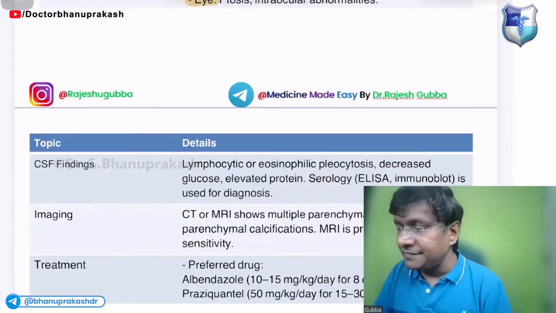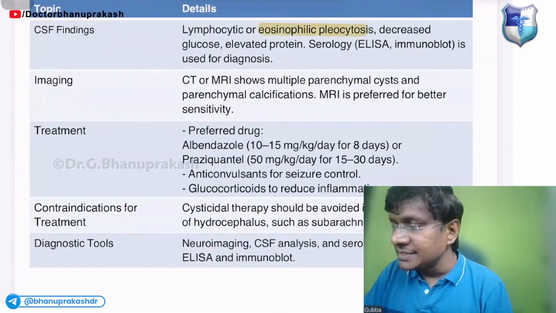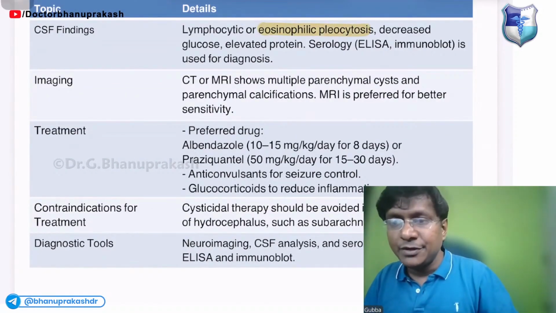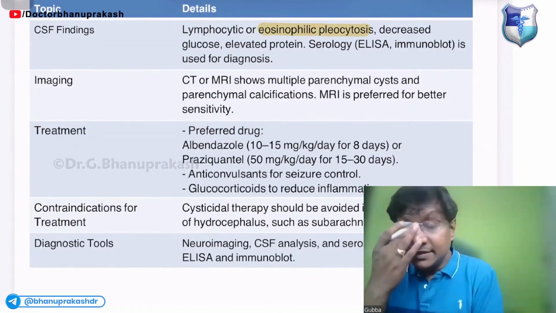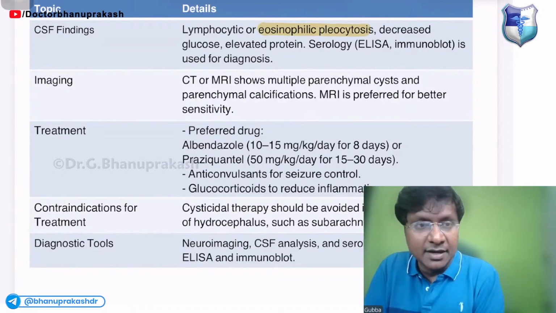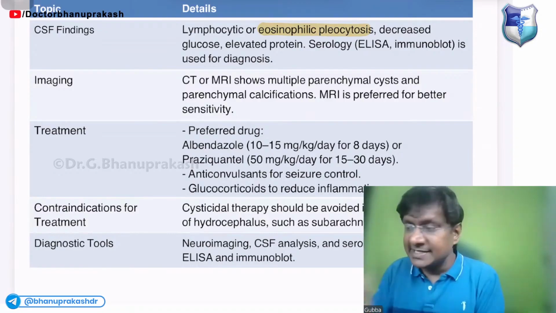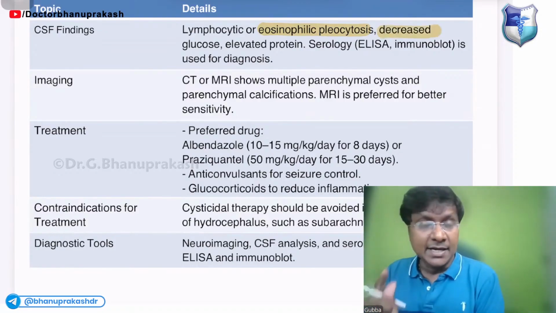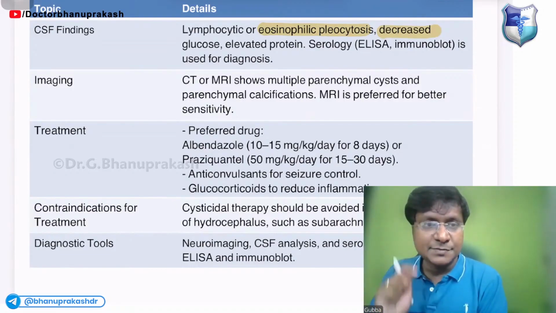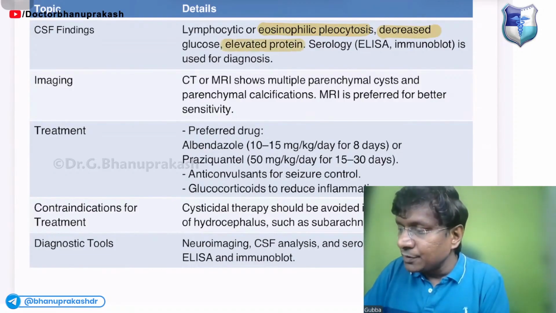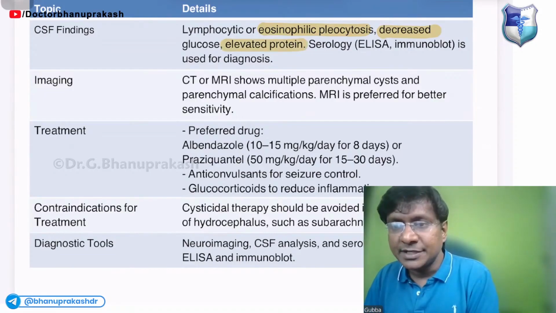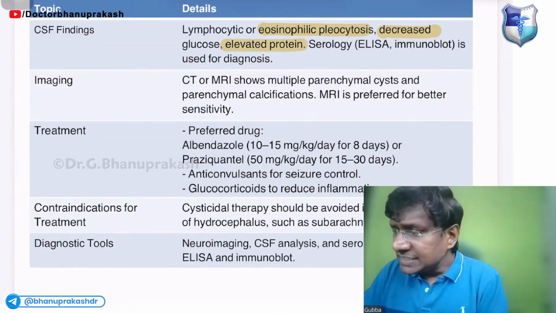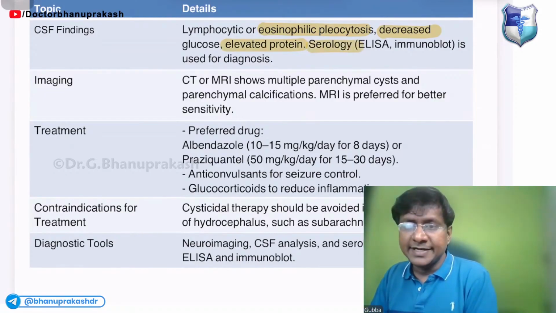Because it's a parasitic infection, when you do a CSF analysis, that will show you eosinophilic pleocytosis. And even the inflammatory cells which are there will utilize the CSF glucose, and thereby there will be decreased CSF glucose. Antibodies are formed against this particular larva, which is nothing but proteins, so there will be elevated proteins. And serology should be done, that is mainly for the diagnosis.